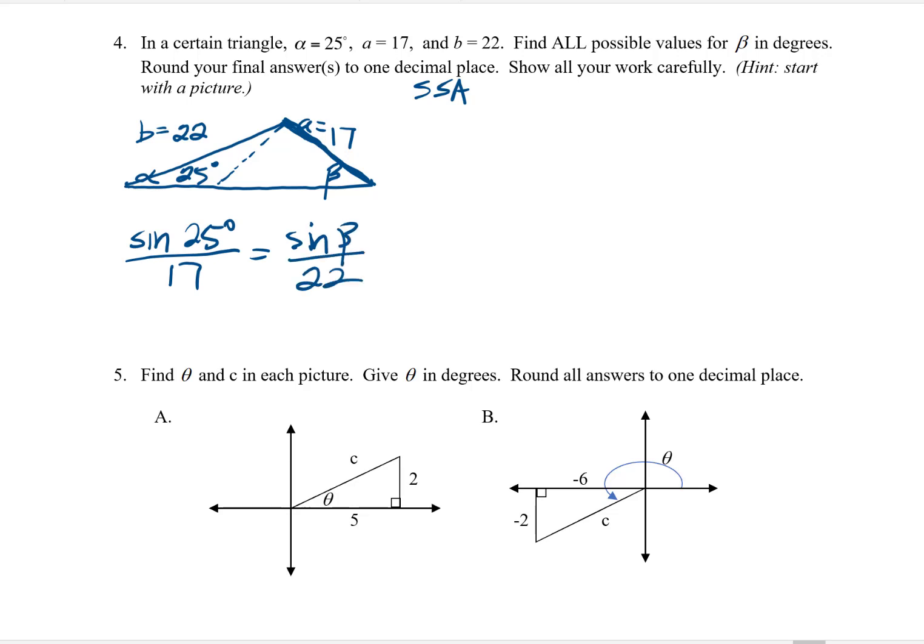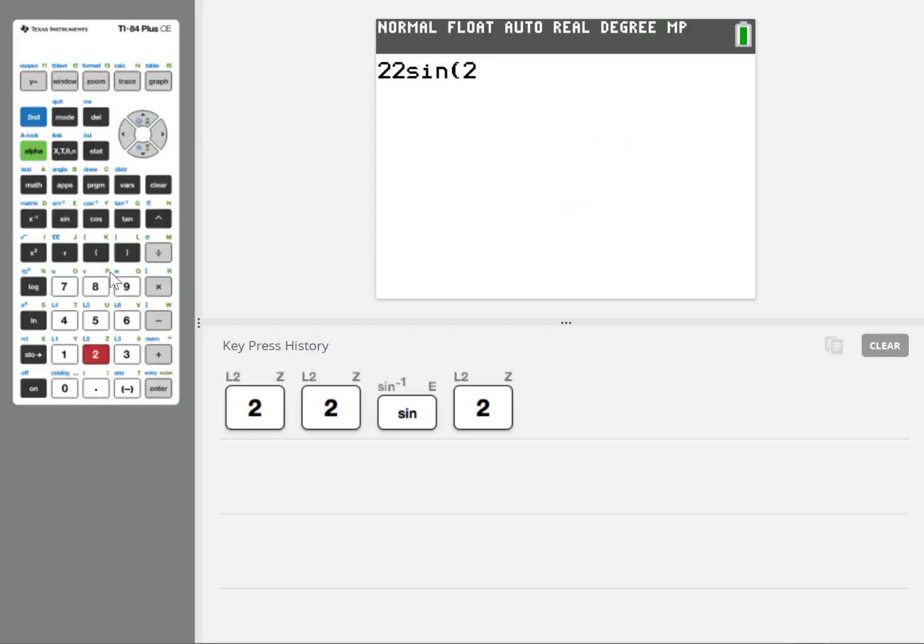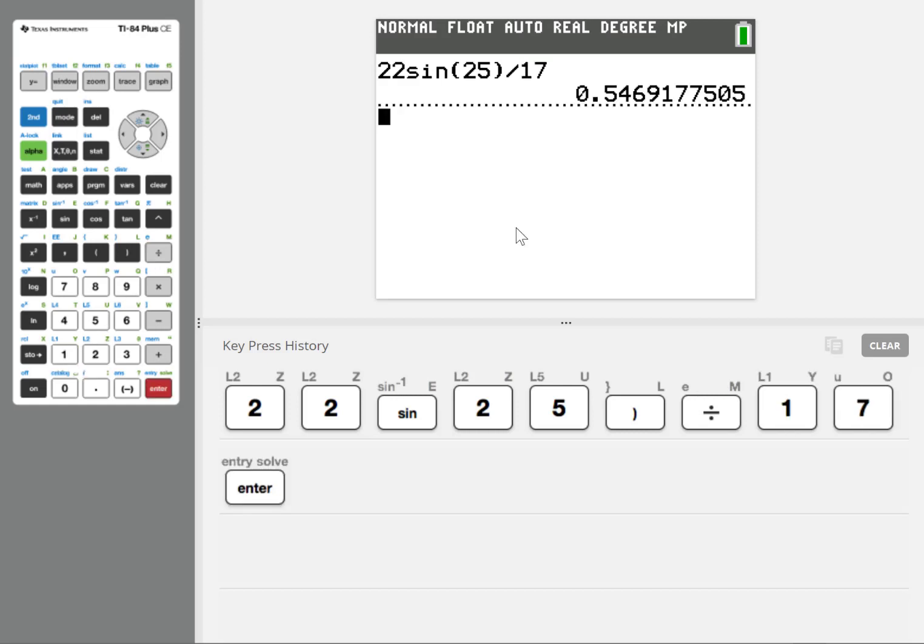I'll get sine beta by itself by cross multiplying. So I'll have 17 sine beta is equal to 22 sine 25. I'll divide both sides by the 17. And so now I have sine beta equals that number over there. Here's where things get tricky, right? It's probably a good idea for me to find what this ratio is on the calculator. So let's type that in. 22 sine of 25 degrees divided by 17. So the ratio comes out to be around 0.55.